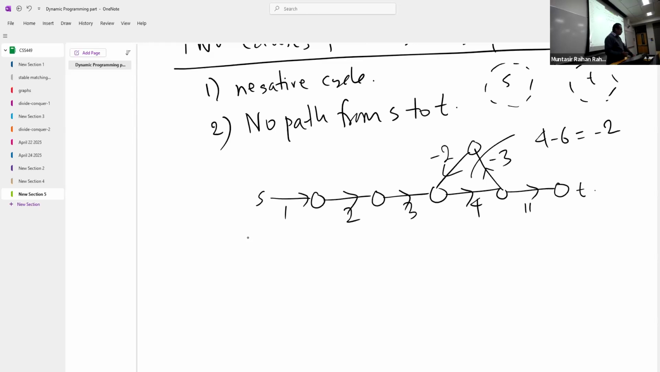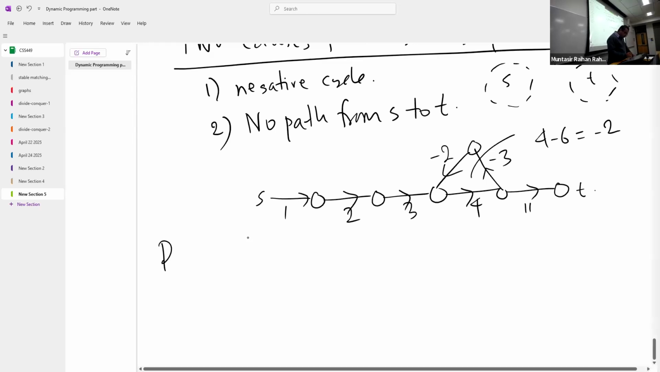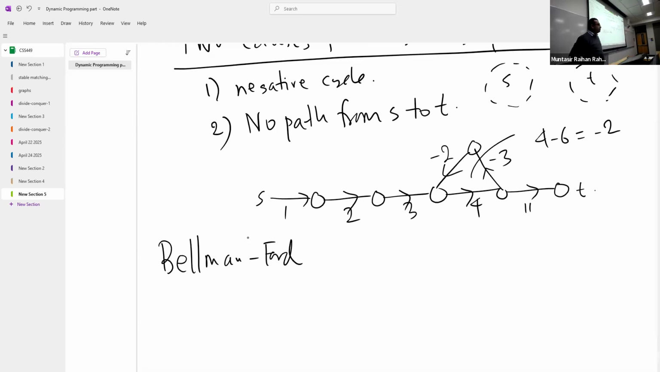The first algorithm that we're going to look at is Bellman-Ford. Bellman is the guy who invented the term dynamic programming. And Ford is another scientist whose name will come up in the next flow lecture again, the Ford recursive algorithm. He's another scientist who developed these algorithms.